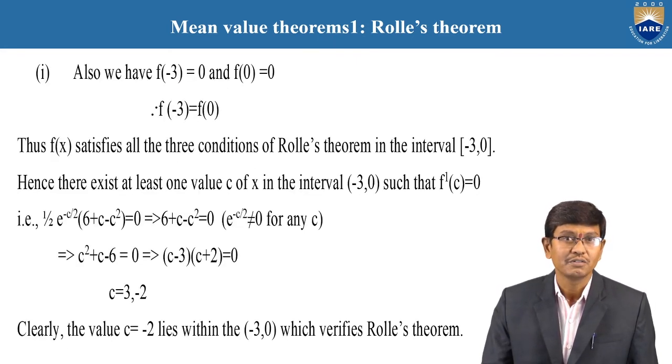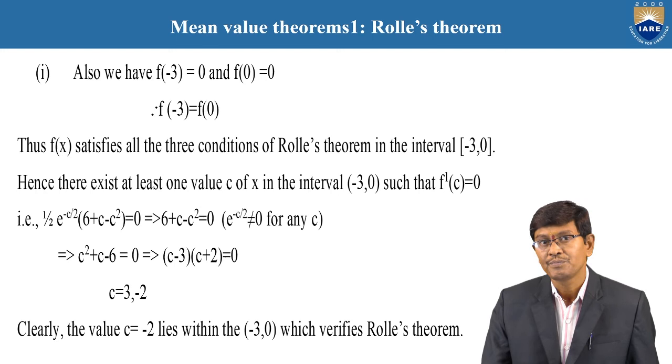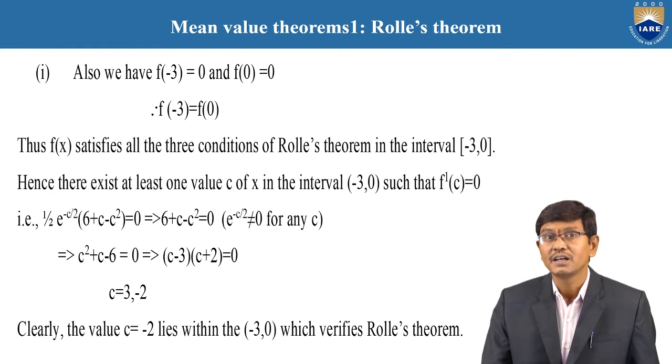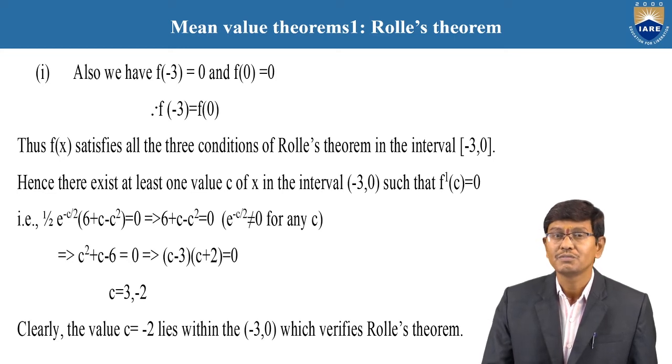And we need to check whether f of a is equal to f of b or not. Therefore, f of a is nothing but f of minus 3. In the given function, if we replace x with minus 3, the value is clearly 0. And here the point b is equal to 0. Therefore, f of 0 is equal to 0. Finally, f of minus 3 is equal to 0 and f of 0 is equal to 0. Therefore, f of minus 3 is equal to f of 0. So the three conditions of Rolle's theorem are satisfied.